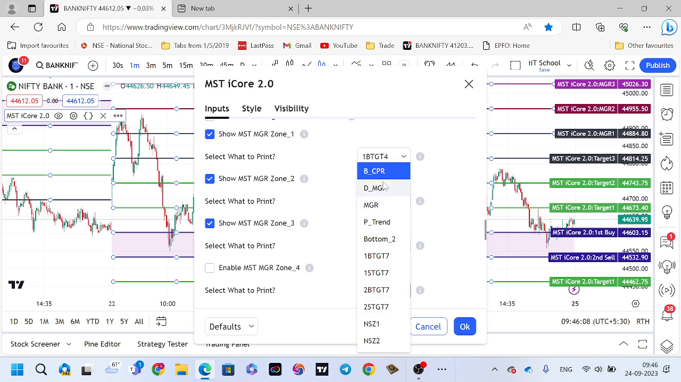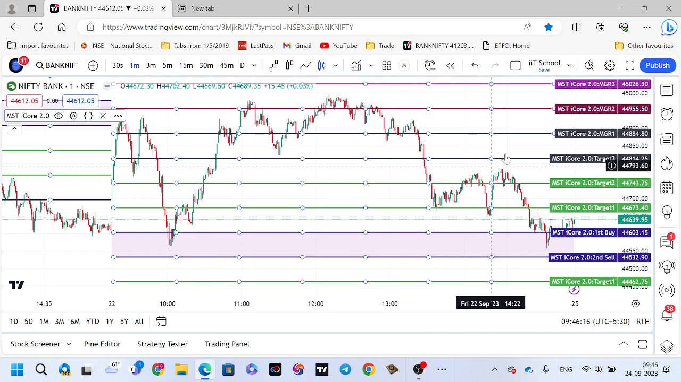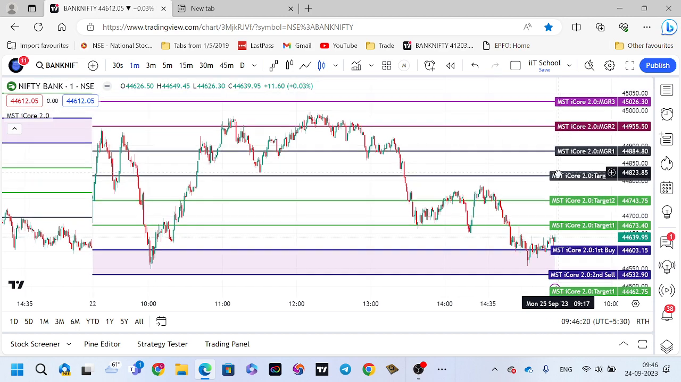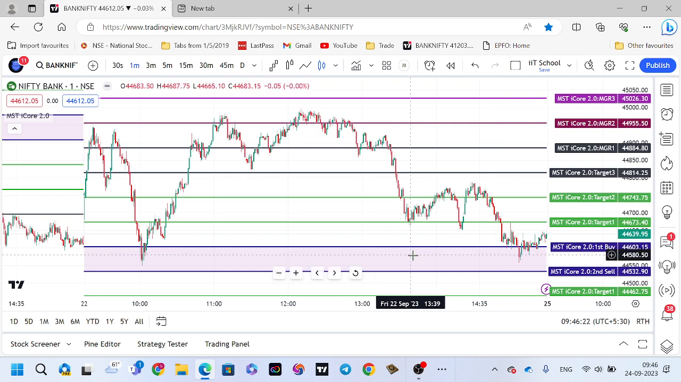So here also I have to add the DBP and DTP. Okay, here it is missing, so I will add it today. So now you see all the 6 targets have been achieved. So this is how we have to trade.